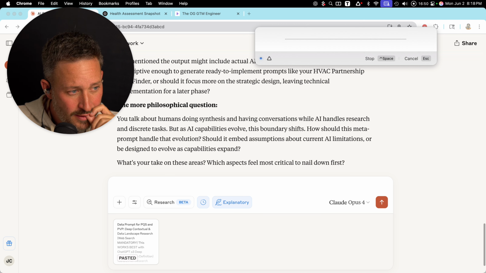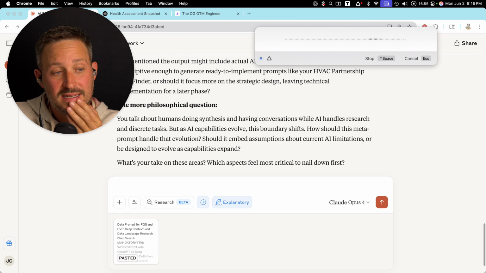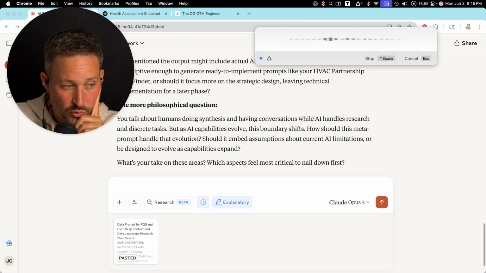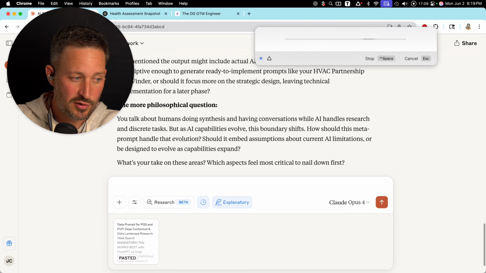Oh, wow. As AI capabilities evolve, maybe the first thing the prompt should do is get an understanding of what AI is capable of that day. That's a great point. It should be designed to evolve. Okay, ask me more questions unless you feel you have a good understanding.